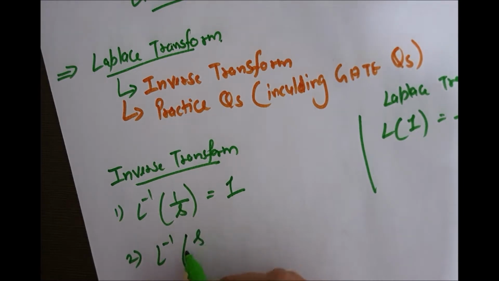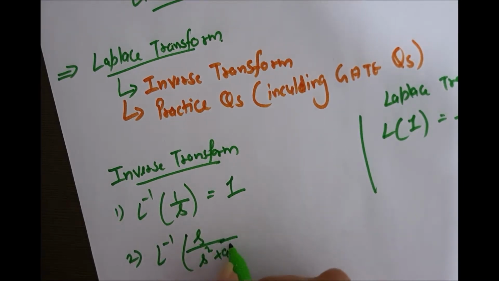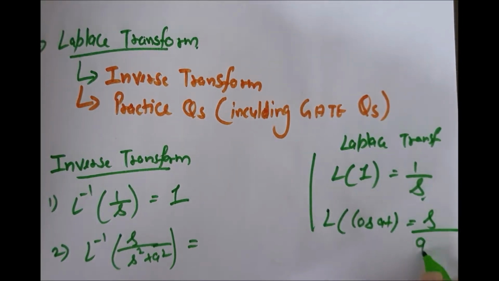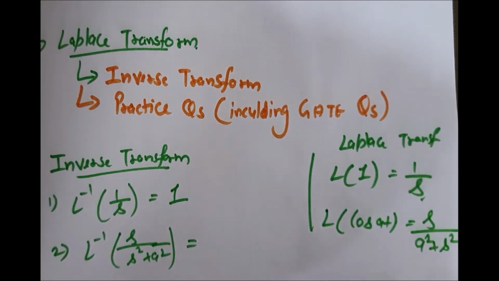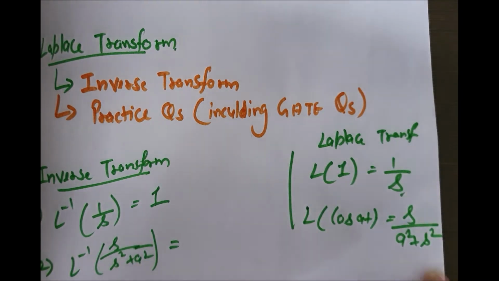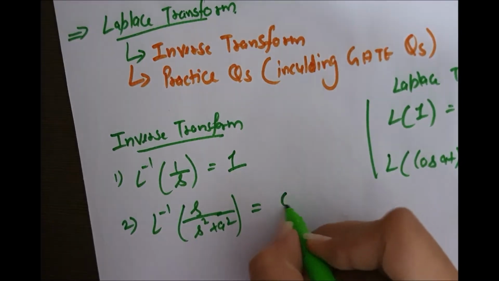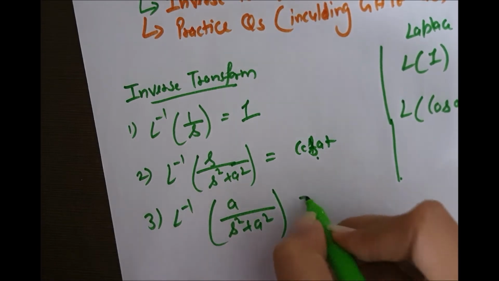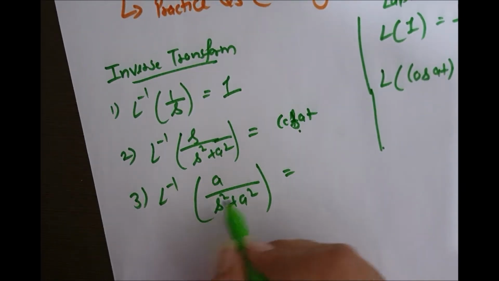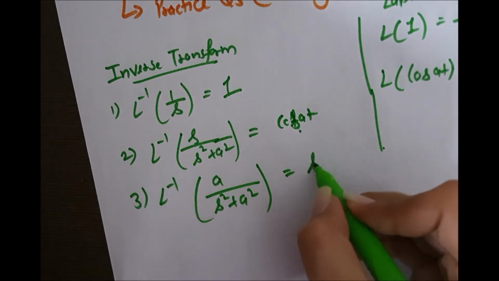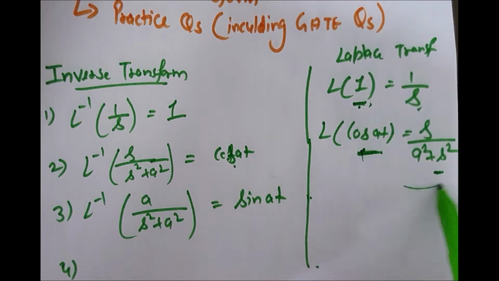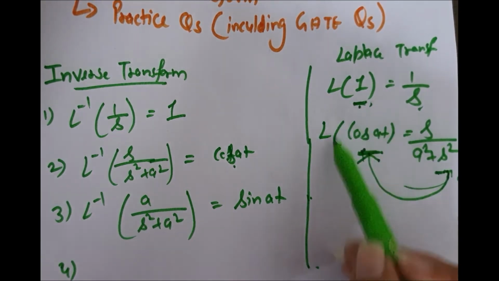Laplace inverse of s upon s square plus a square: Laplace of cos at is s upon s square plus a square. So Laplace inverse of this function will be cos at. Similarly, a upon s square plus a square, its inverse Laplace is sin at. If Laplace of a function is this function, then Laplace inverse of the same function will be that function.